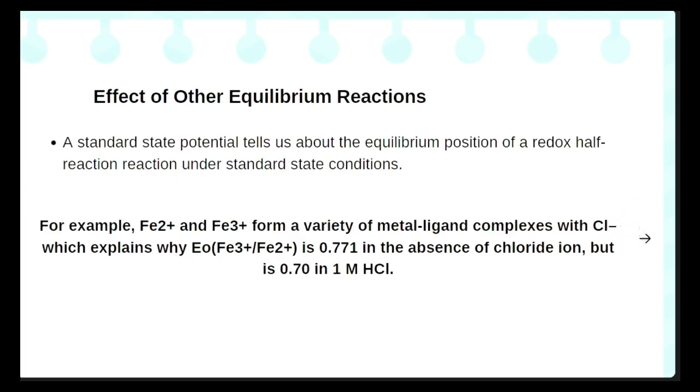Effect of other equilibrium concentrations. A standard state potential tells us about the equilibrium position of a redox half reaction under standard state conditions. If one or more of the species in the half reactions are involved in other equilibrium reactions, then these reactions will affect the value of the standard potential. For example, Fe2+ and Fe3+ form a variety of metal ligand complexes with Cl- ions, which explains why E naught of the Fe3+ and Fe2+ system is 0.771 in the absence of chloride ions, but is 0.70 in 1 molar hydrochloric acid.